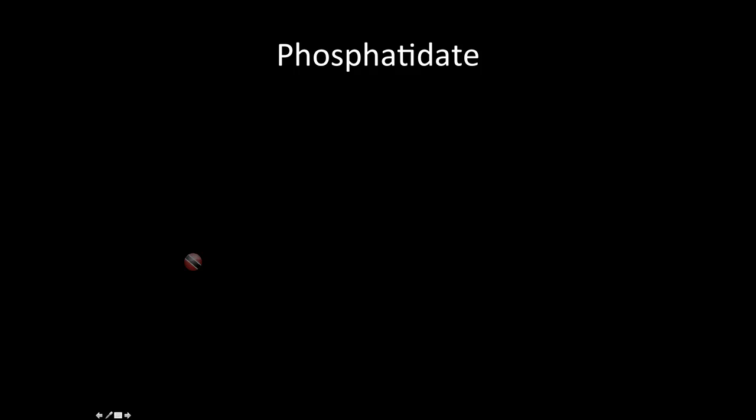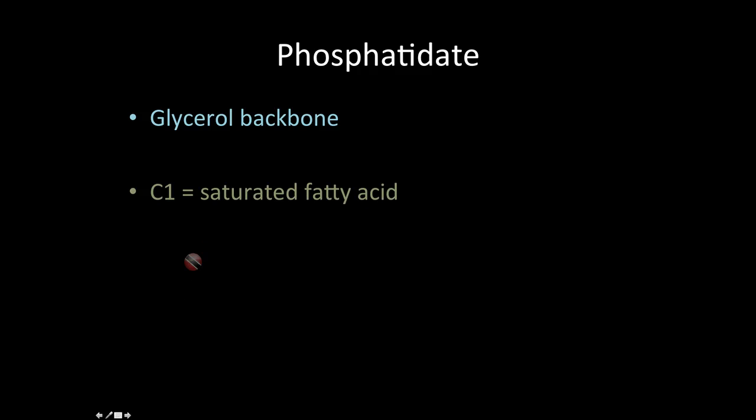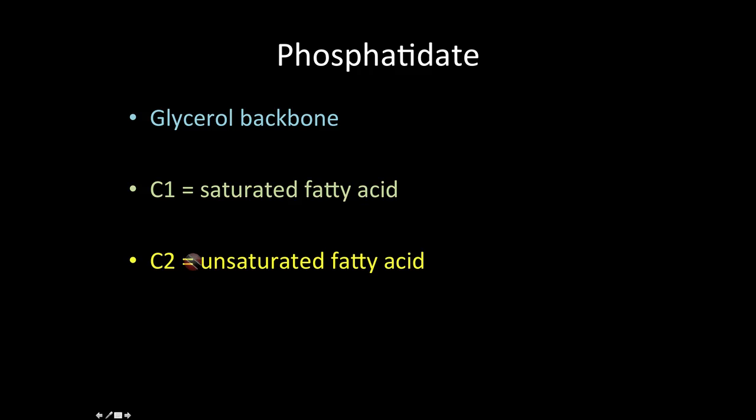So phosphatidate, just to recap, you need to be able to draw as well as describe the structure. All phosphatidates have a glycerol backbone, a saturated fatty acid at C1, an unsaturated fatty acid at C2, and a phosphate group at C3.